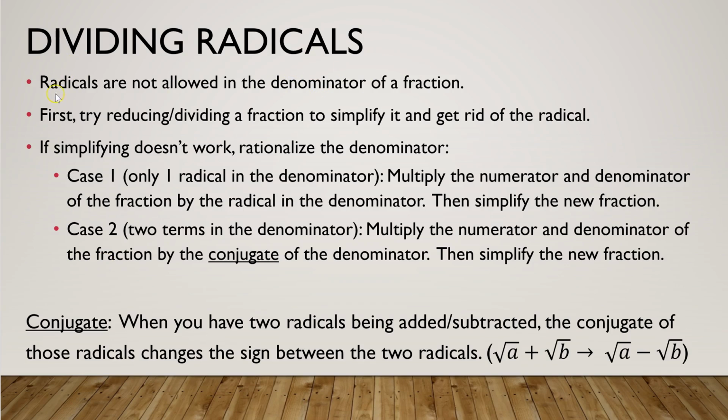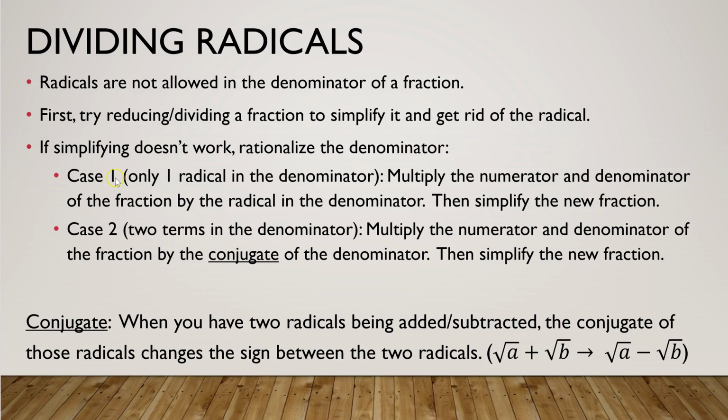The first thing you'll want to try to do is to reduce or divide the fraction to see if you can simplify it and get rid of the radical. Because if that happens, then you won't even need to worry about these other situations. However, that's not very common. So if simplifying doesn't work, we have to do something called rationalizing the denominator.